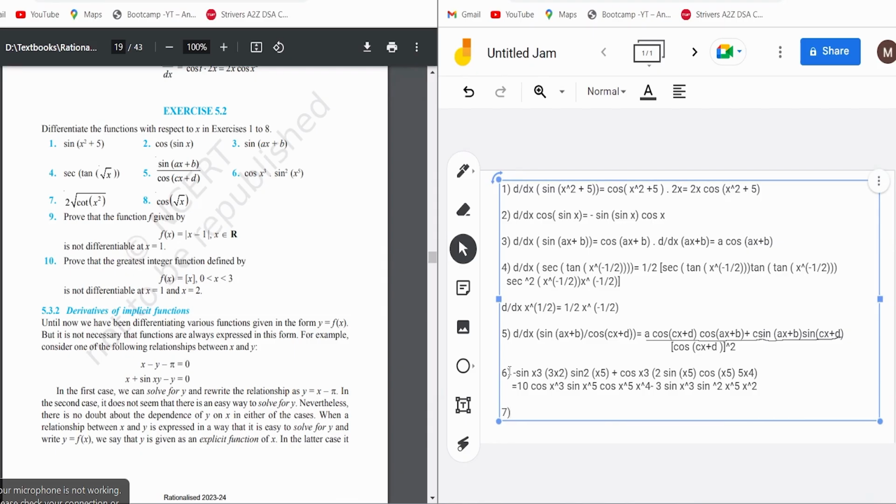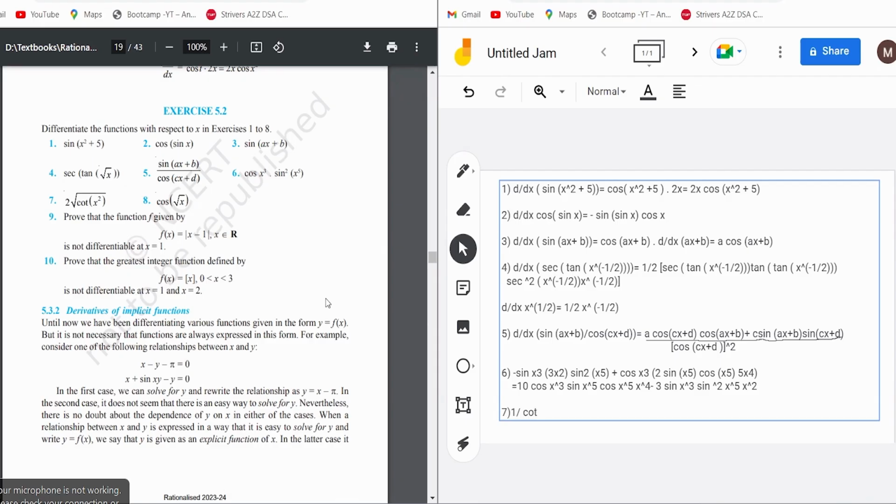In question number 7, it's saying 2 times under root of cot of x squared. So differentiate it. 2 is a constant, so 2 will remain 2. Firstly, we have to differentiate the under root. How will we differentiate it? I just told you, differentiation of root x is 1 upon 2 root x. Similarly, differentiation of root of cot of x square would be 1 upon 2 root cot of x square. So 1 upon 2 and 2 will cancel out. So what will be left? It would be 1 upon root of cot of x square.